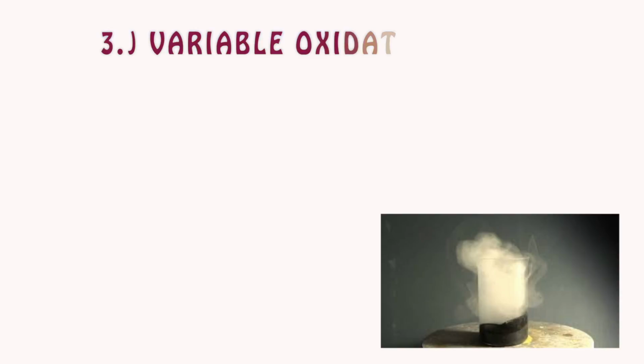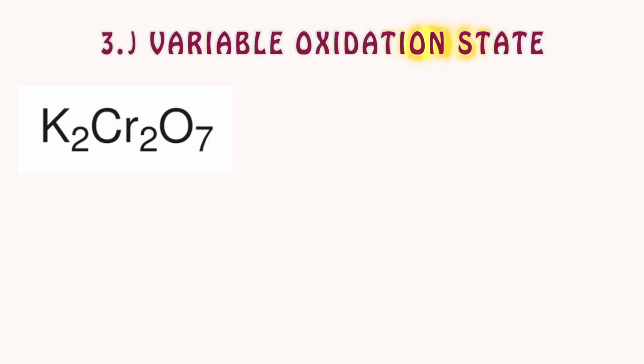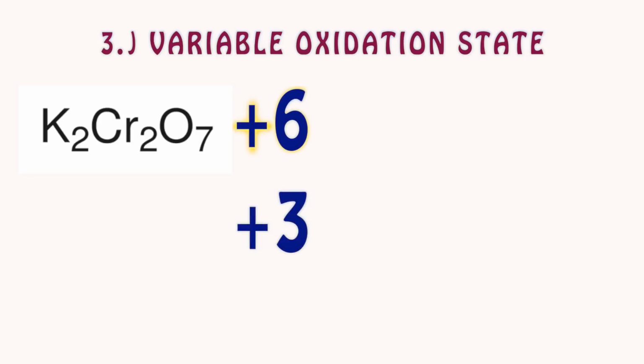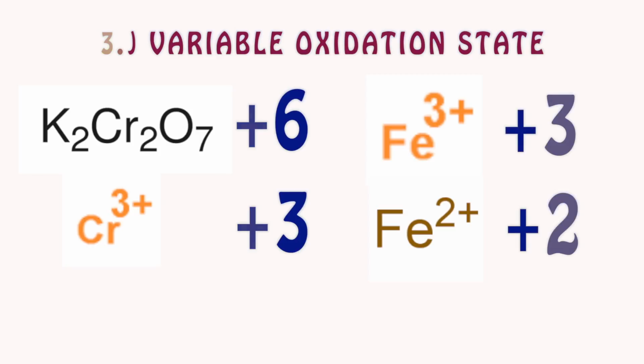Transition metals can exist in variable oxidation states. Chromium in potassium dichromate has an oxidation state of +6, but +3 in other compounds. Iron can have an oxidation state of +3 or +2.